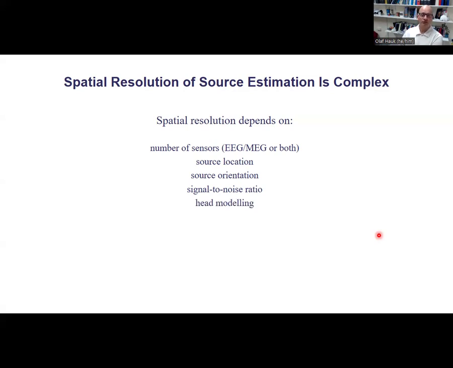Head modeling is important. This is not necessarily spatial resolution, more localization accuracy, but I'm still mentioning it here. The more accurate your head model, the more accurate your source estimation will be. And also assumptions about the sources: if you have valuable a priori information about where your sources are, how focal they are, that could potentially improve your spatial resolution. So it's difficult to make a general statement.